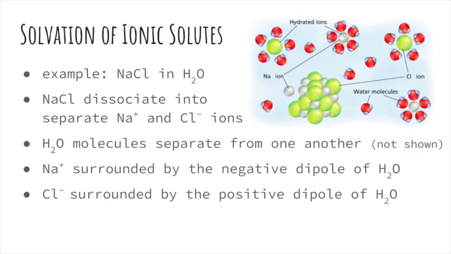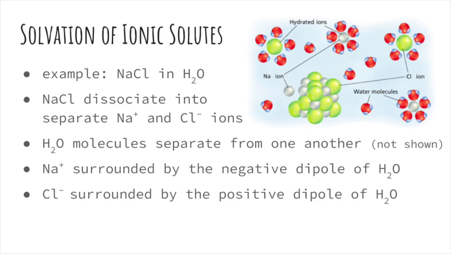The solvation process for dissolving an ionic solute, like sodium chloride in water, is shown here. The sodium chloride formula units will not only separate from the crystal lattice, but will also dissociate into separate individual ions of sodium and chloride. Dissociation is the process by which an ionic compound separates into its individual ions as it dissolves. The water molecules will also separate from one another to make space for the ions to dissolve.